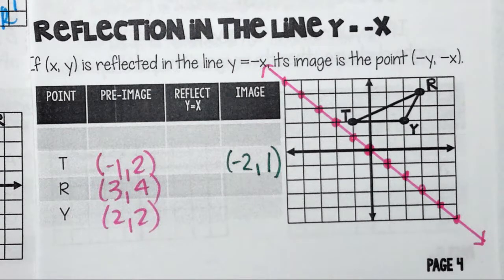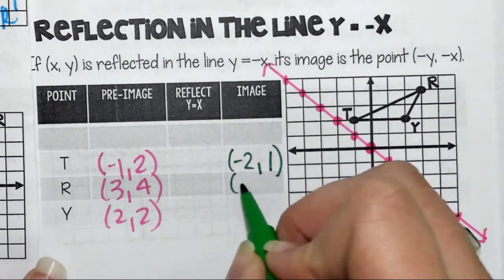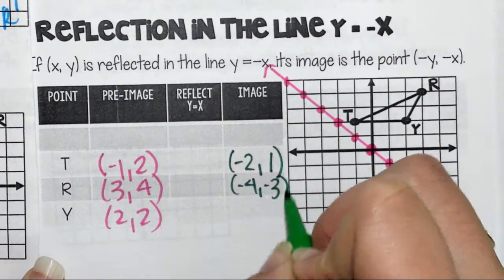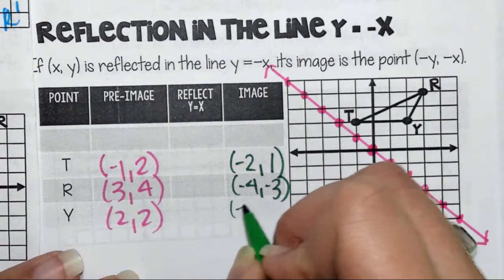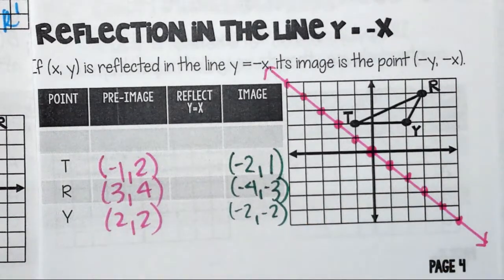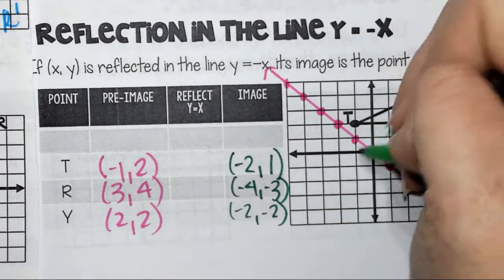So what's my r prime going to become? Negative 4, negative 3. Remember, you've got to swap the places. And what does my y prime become? Awesome. Let's graph that. Make sure you label it correctly.